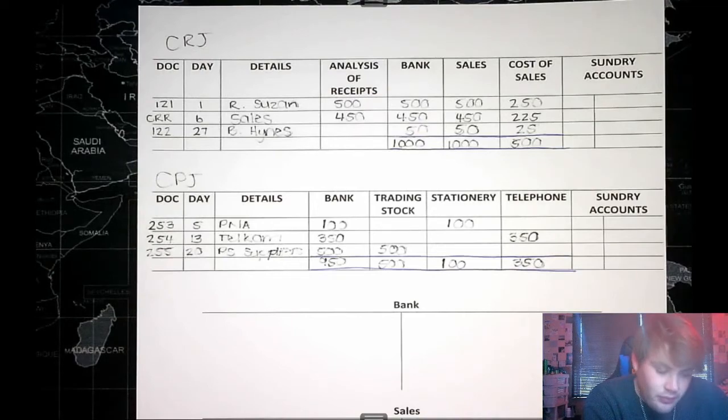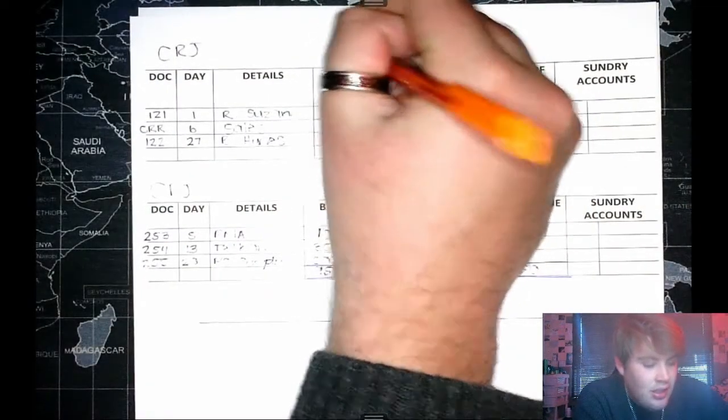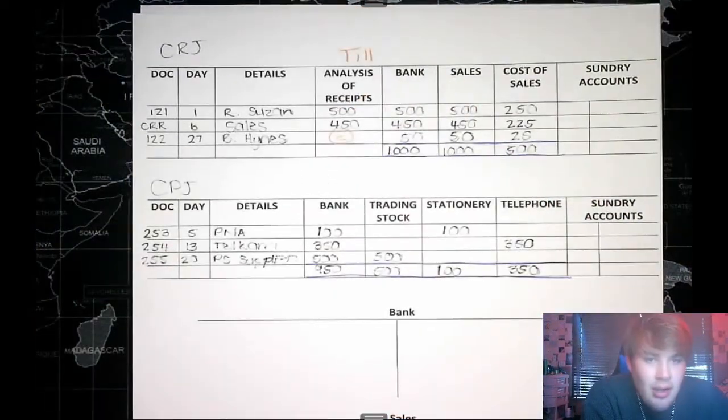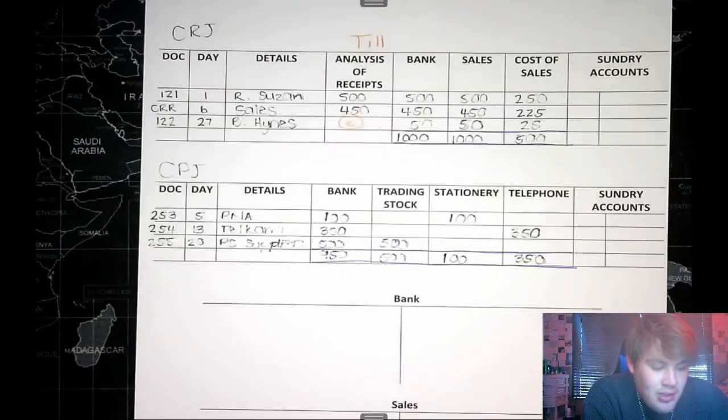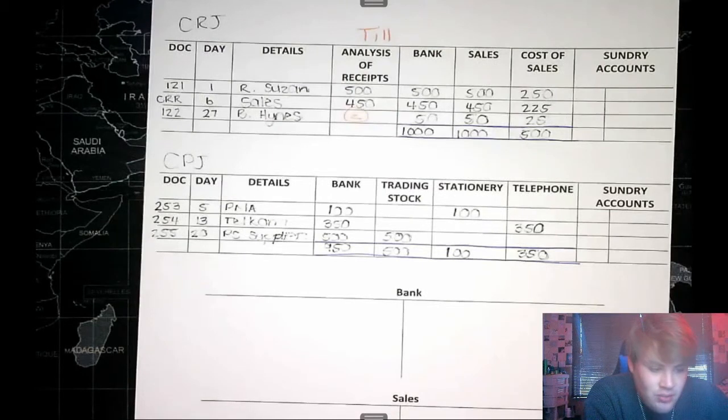Now, I always tell my kids that analysis of receipts is the till. So if you look here in this block, there's nothing. All right, that's because that person did not pay in cash. So it's physical cash, physical money. Till, physical money. Okay, it's money that you get paid. It's not directly paid into your bank account. It's money that you put into your till that you at the end of the day have to go to the bank and put into your bank account.